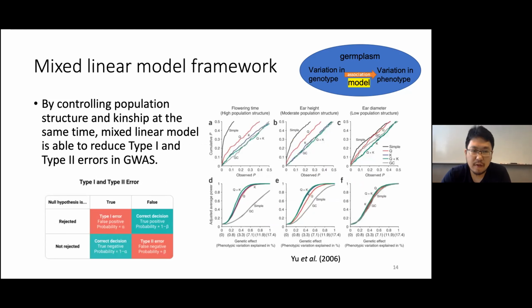So this mixed linear model framework was published in 2006.